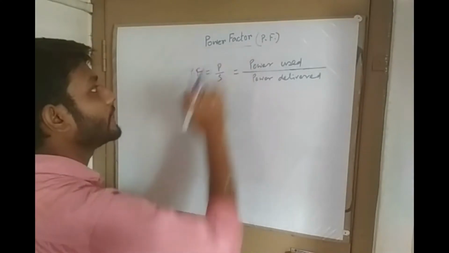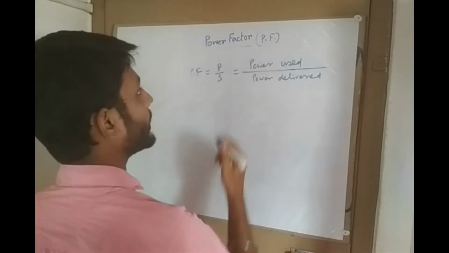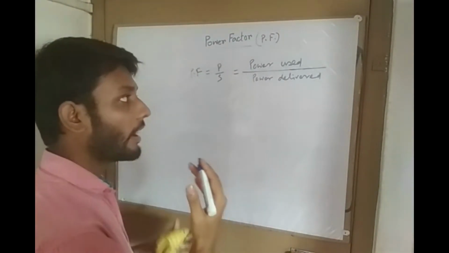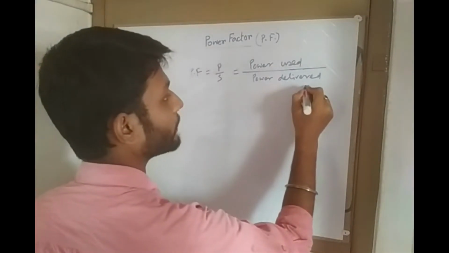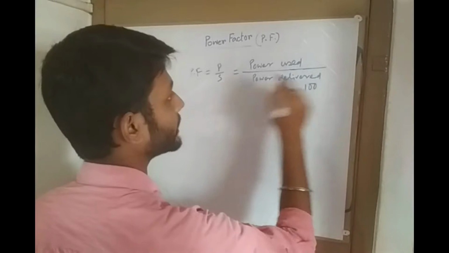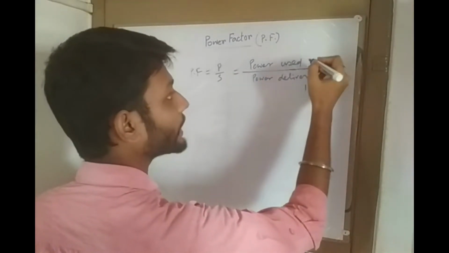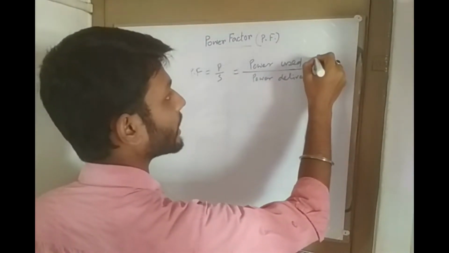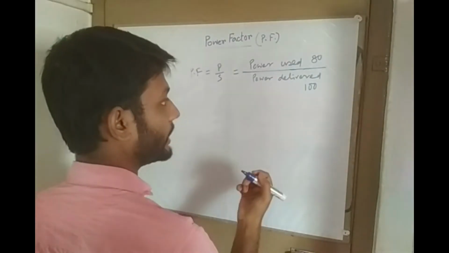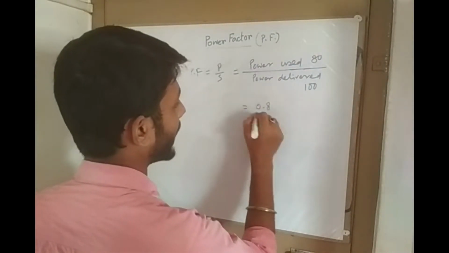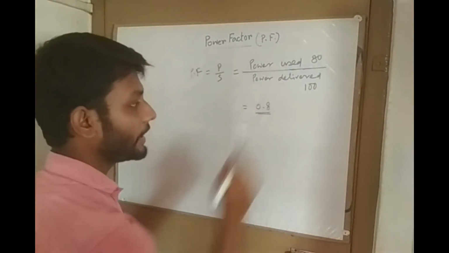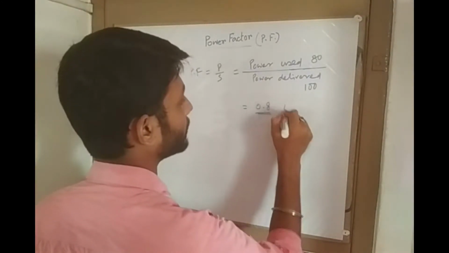So we have seen the power factor is an expression of energy efficiency. That means we are delivering power of 100 unit and we are getting the working power as 80 unit. So the power factor will be 0.8 power factor. If the load is inductive, then it will be lagging.